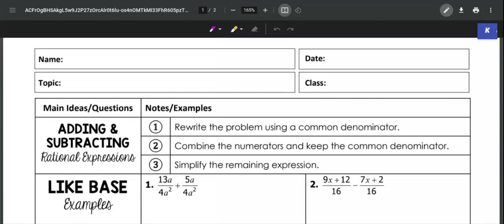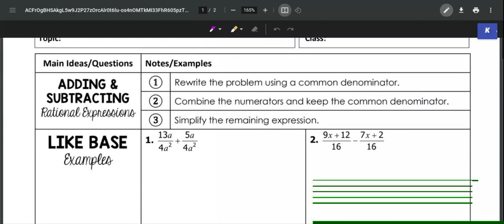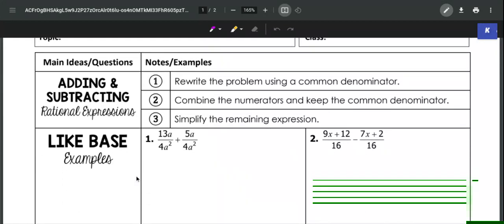All right, 8.2, we've got adding and subtracting rational expressions. So we've done simplifying rational expressions, multiplying and dividing. Now we're going to look at adding and subtracting them. And first, we're going to start off with a like base. Those examples are pretty easy. Then we'll look at unlike bases.